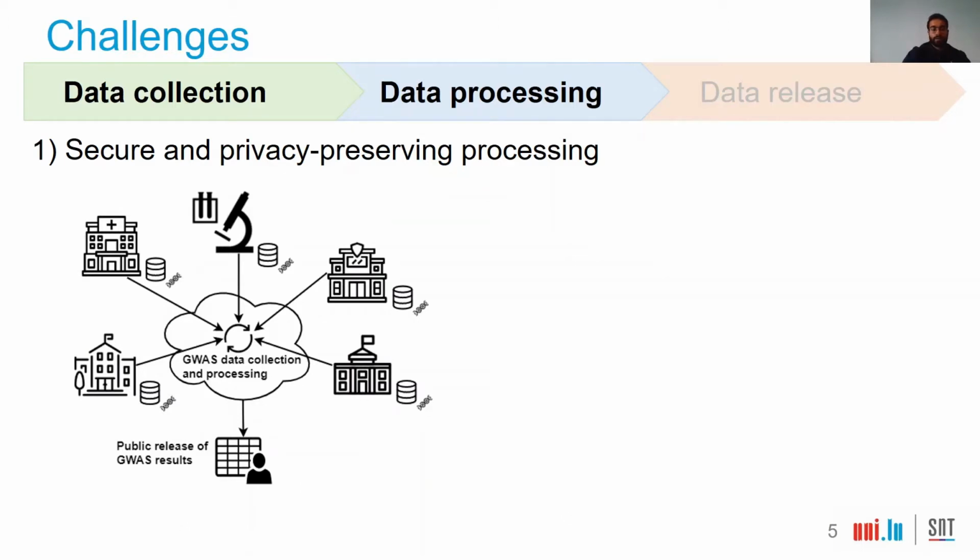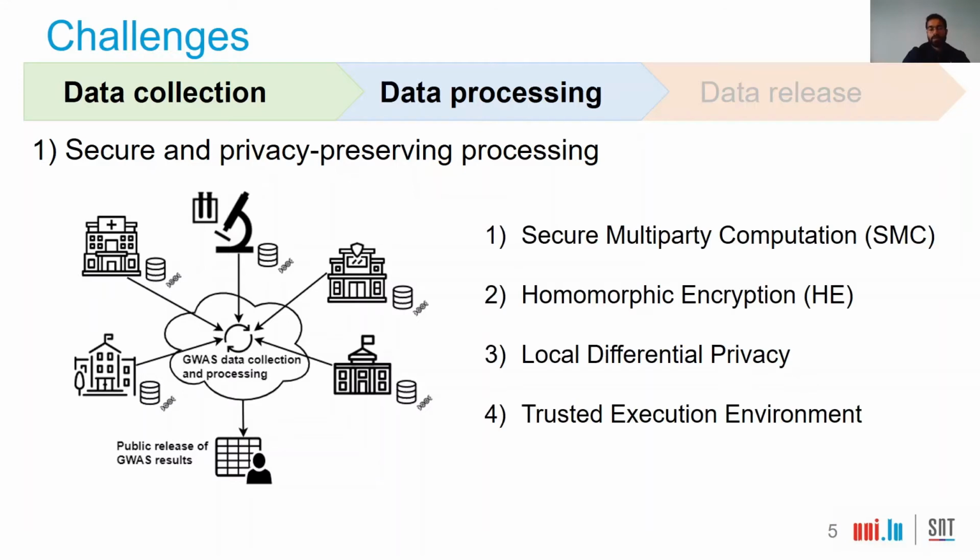So the first challenge is how to securely and privacy-preservingly process the genomic data. In the literature, we have some approaches that would enforce such properties. We can use secure multi-party computation protocols, homomorphic encryption, differential privacy, or rely on trusted execution environments. We have chosen to use TEEs because they show a better trade-off when compared to the approaches in the literature.